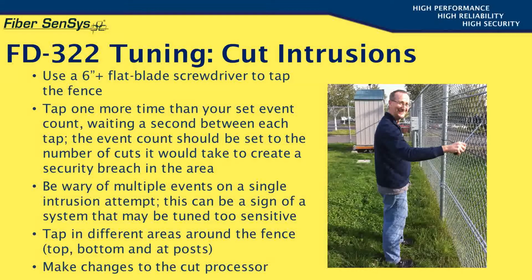When tuning for cut intrusions, start out by using a large, flat-bladed screwdriver to tap the fence. Wait a second between each tap. The goal is to create an alarm when the fence is tapped the number of times equal to your event count. Be wary if multiple events are created with a single tap. This may indicate that your system is tuned too sensitive. Be sure to tap the fence in different areas since there will be a variance in susceptibility to vibrations. Reinforced sections or the area around the fence posts may be less sensitive than other parts of the zone. Remember to make changes to the cut processor parameters when performing your cut intrusion tuning.